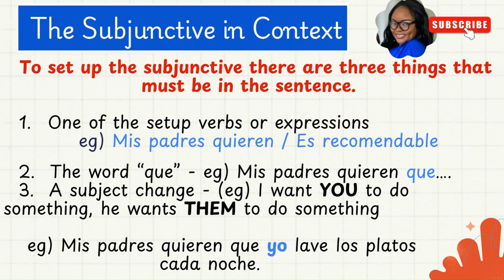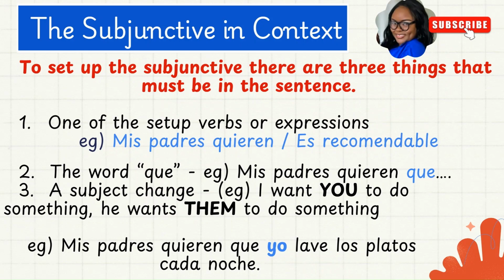That's right, the third thing that we will need to set up a subjunctive sentence is a subject change. I want you to do something. He wants them to do something. So our example reads, mis padres quieren que yo lave los platos cada noche. My parents want that I wash the dishes every night.